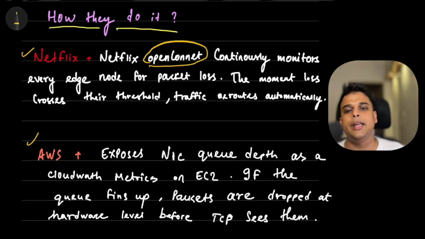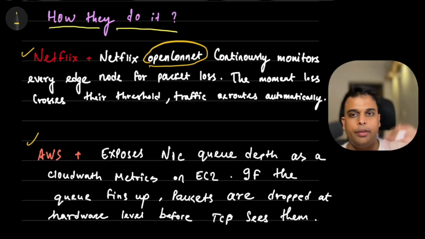And the signal they use is the same retransmission counter we just watched on the terminal, where we are using watch and we see all the retransmission packets. And whenever it is happening, they just reroute to another edge server before the user gets notified.